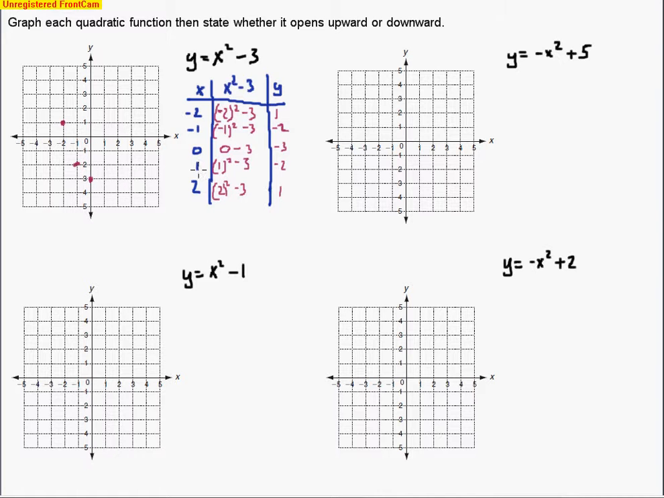And then for this point, over 1, then down 2. So from that origin, over 1, down 2. And the next one, 2, 1. So over 2, up 1. And then we've got 5 points to be able to sketch a curve through.